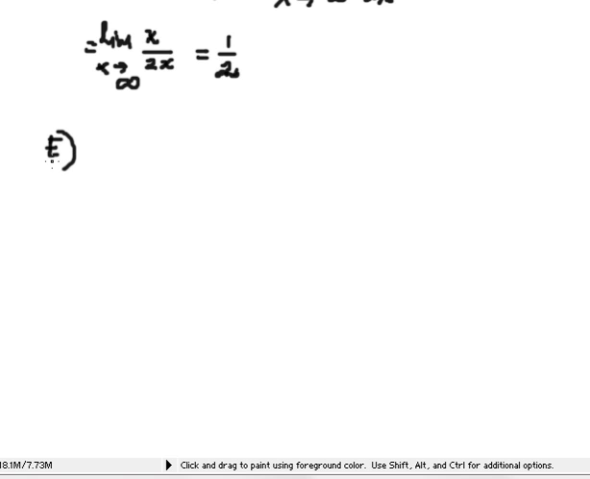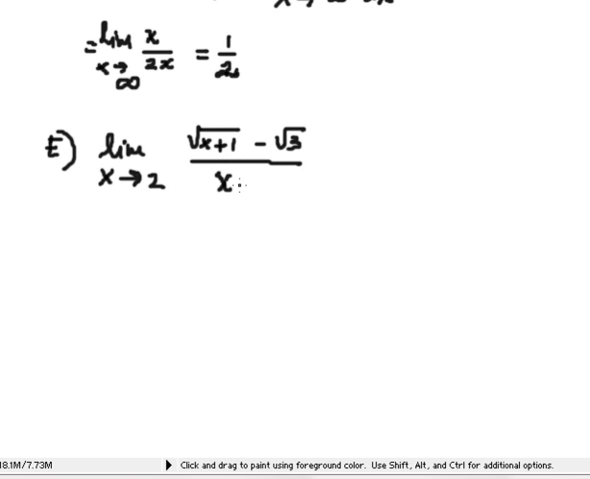Okay, so we have the limit as x goes to 2 of square root of x plus 1 minus square root 3 over x minus 2. When we substitute 2 in the denominator, we get 0, 2 minus 2. In the numerator, we get 2 plus 1, which is the square root of 3, minus the square root of 3. So we get root 3 minus root 3, which is also 0.